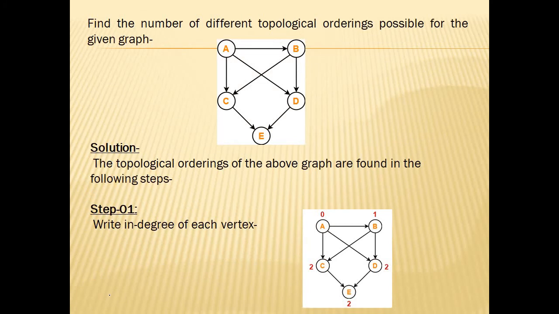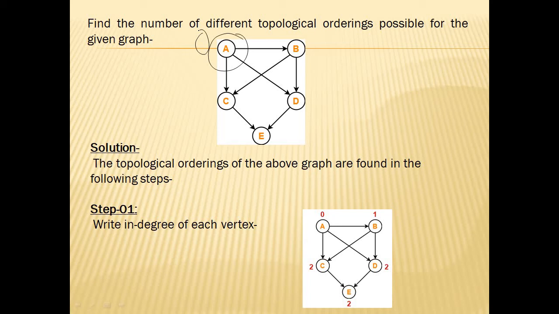Find the number of different topological orderings possible for the given graph. This is a graph. Here we need to find the vertex which has in degree 0. Here the vertex A has in degree 0. Then what we'll do is we'll remove that one from the graph and we'll remove the edges also which are related to that vertex.